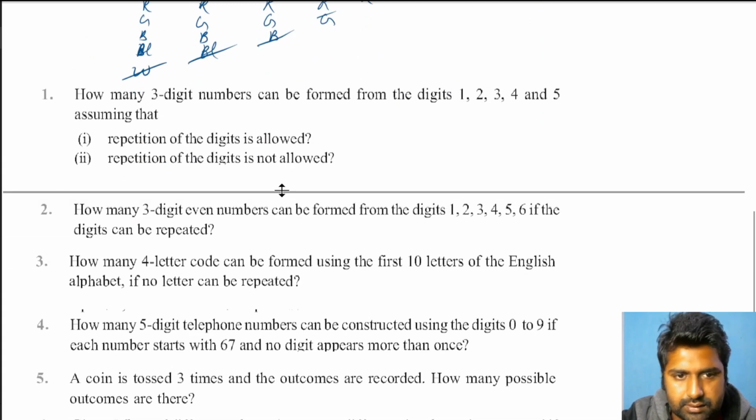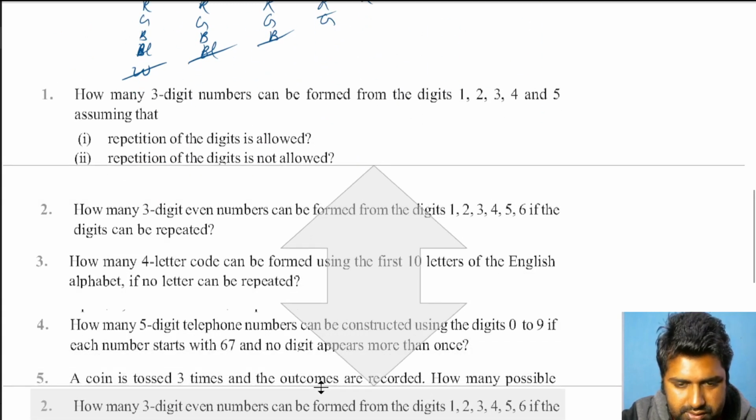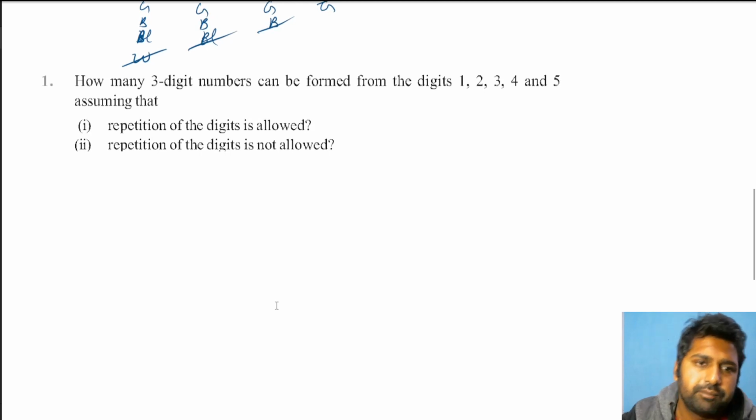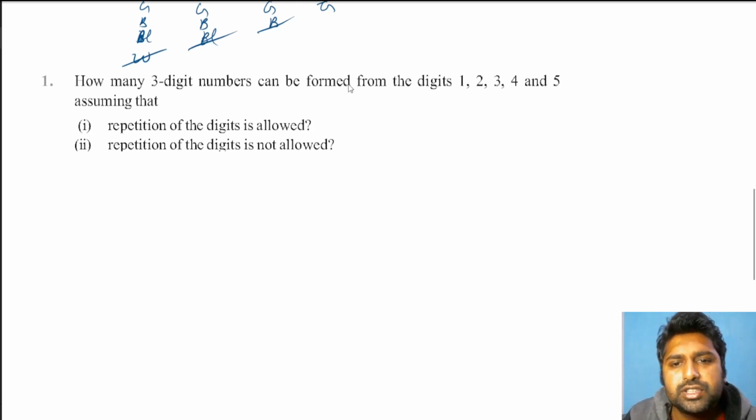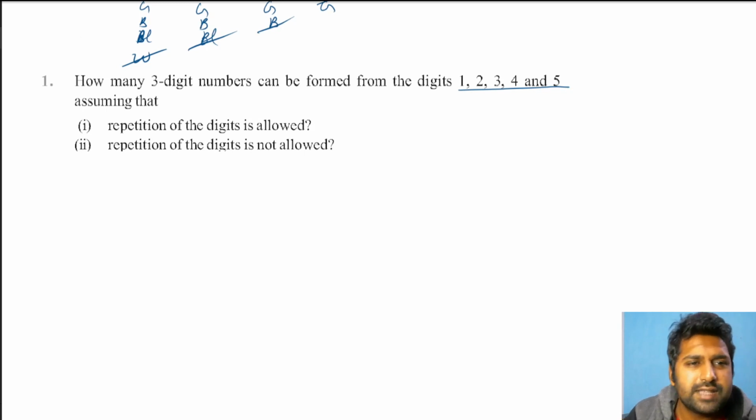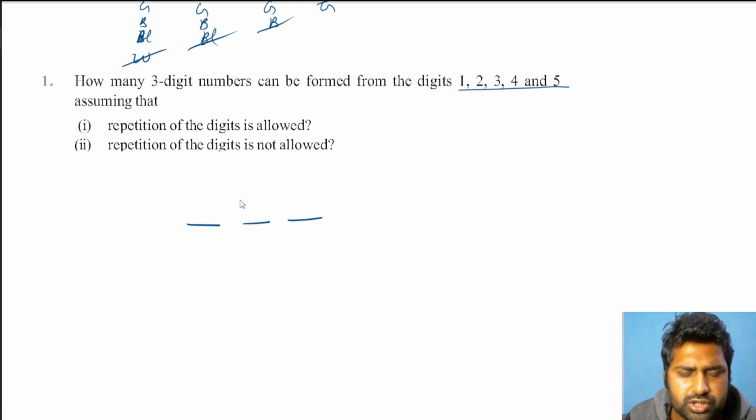Now let's start the questions. The first question says, how many 3-digit numbers can be formed using the digits? So see, not always every time the question will be regarding this number of balls. It can be about anything. So first of all, he's creating a 3-digit number, means we don't know which numbers will come at these positions. So right now, since we are creating a 3-digit number, there are 3 dashes.